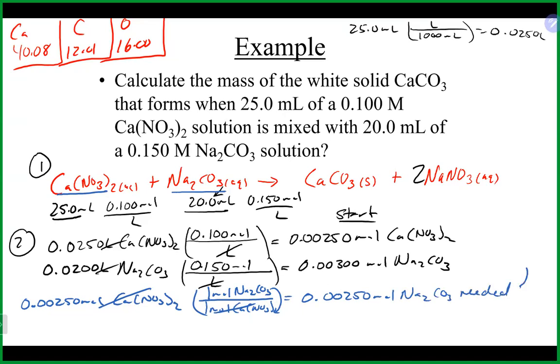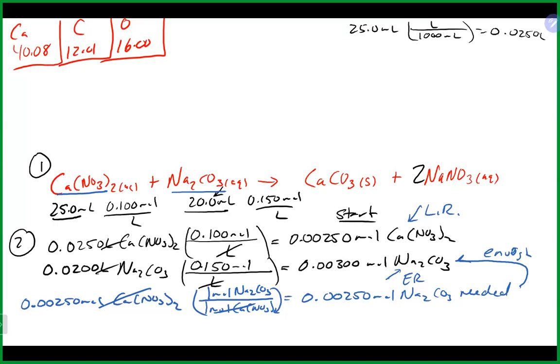What I want to do is compare that to my starting amount of sodium carbonate, and I do have enough. So I need 0.0025, and I am starting with 0.003 moles of it. I have enough, and what that tells us is that this here would be our excess reagent, and that would be our limiting reagent. Any questions on that? Okay, so again, you can't just choose the smallest number.